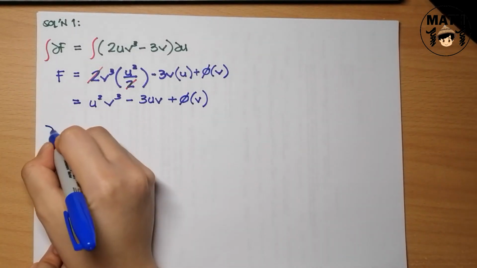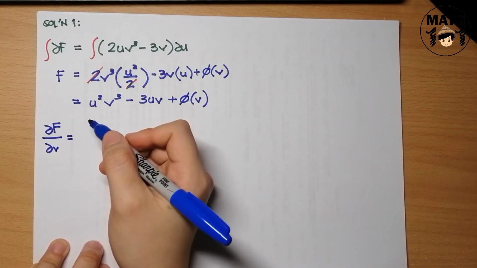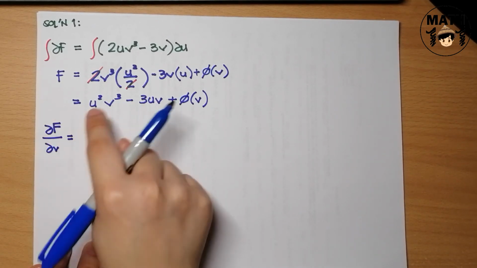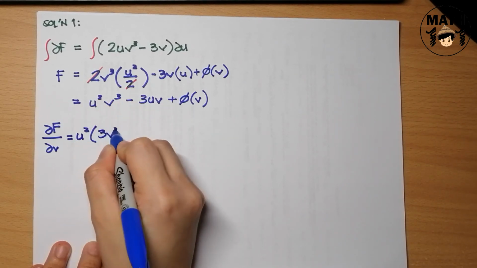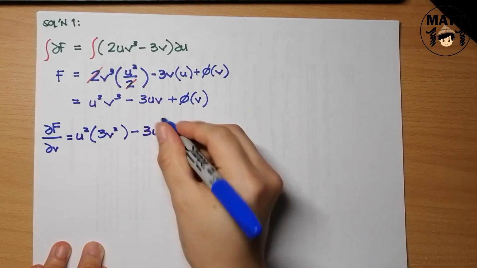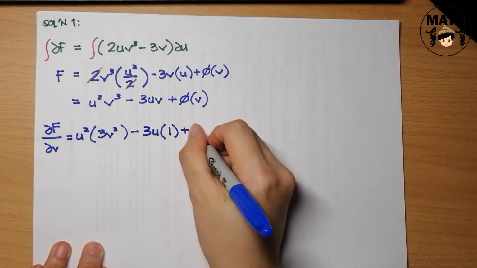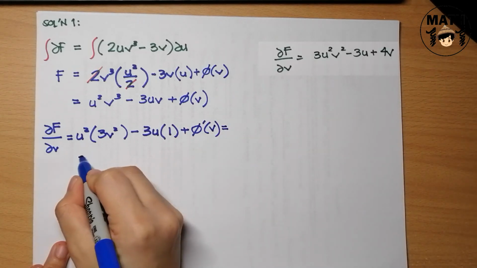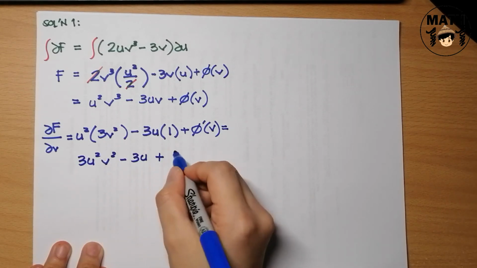So kunin natin yung partial derivative ni f with respect kay v, then i-equate natin dun sa isa kanina. Partial derivative of this with respect to v, u is taken as constant. Derivative of v cubed is 3v squared minus constant. Derivative of v is 1 plus derivative ng phi as a function of v. So, phi prime as a function of v. And this is equal to 3u squared v squared minus 3u plus 4v.